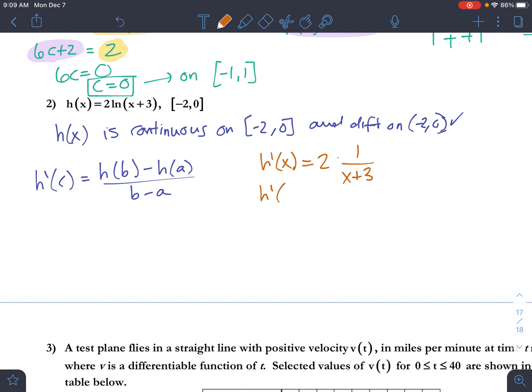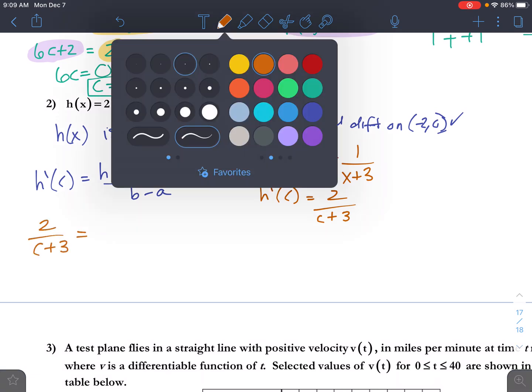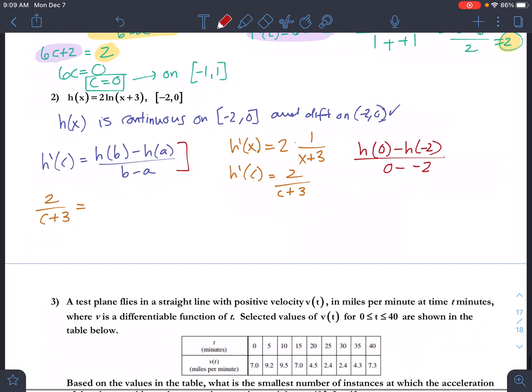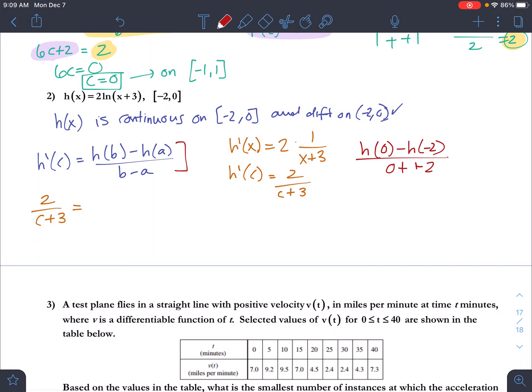So h prime of c would be 2 over c plus 3, if you just multiply the 2 into the numerator. So 2 over c plus 3 is equal to, switching colors here, in red, h of 0 minus h of -2 over 0 minus -2. Let's see what we get. If we plug in 0 into this original function, 2 times natural log of 0 plus 3 would be 2 natural log of 3. If I plugged in -2, that would be -2 plus 3, so 2 natural log of 1.